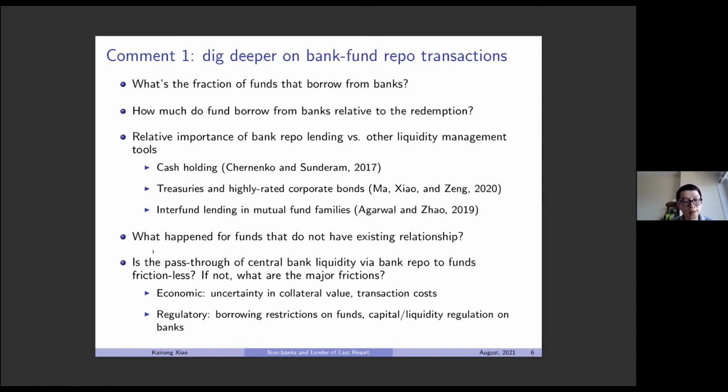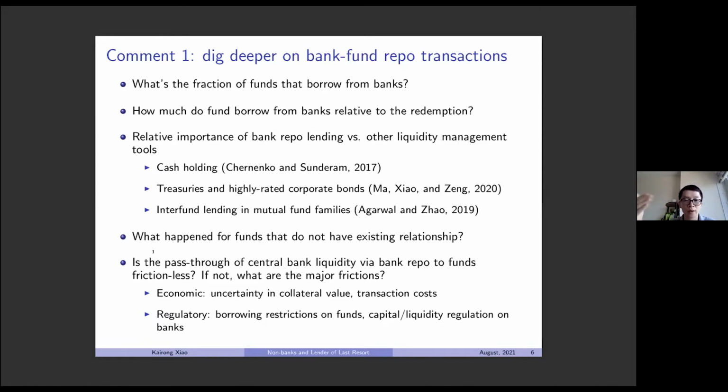But I guess the central question is the pass-through of central bank liquidity via the bank repo market to funds. Is it frictionless? Or if not, what are the major frictions? Is it economic, like the uncertainty of the collateral value, or the transaction cost, or regulatory? We do see that banks have borrowing constraints through regulation.